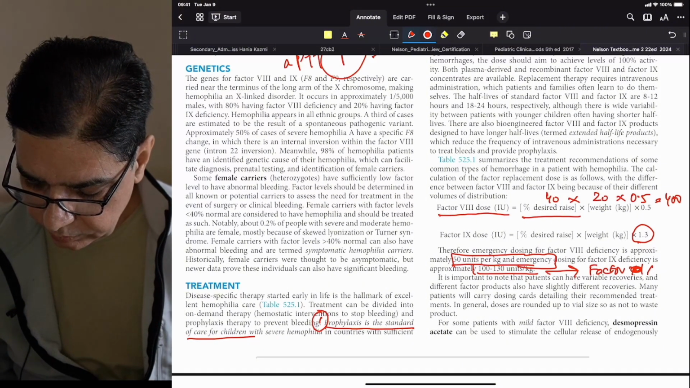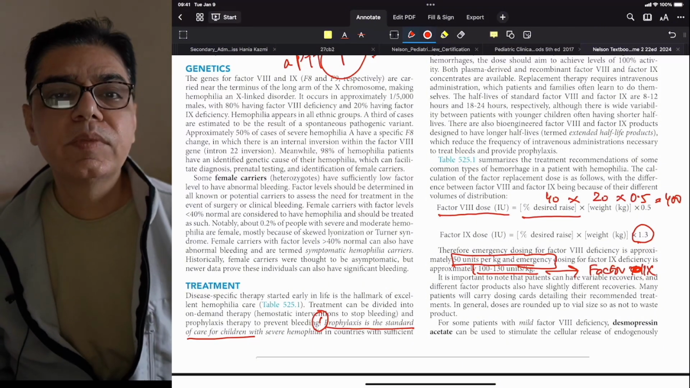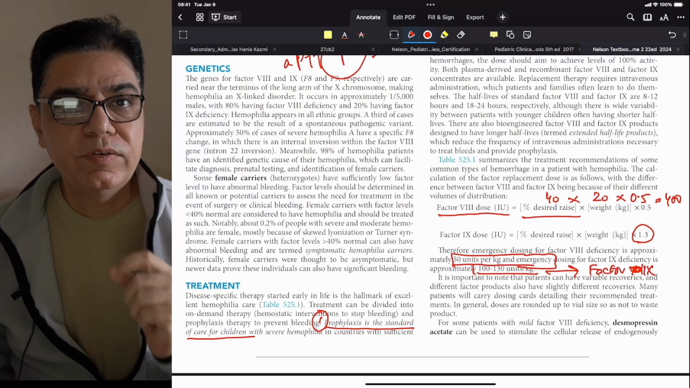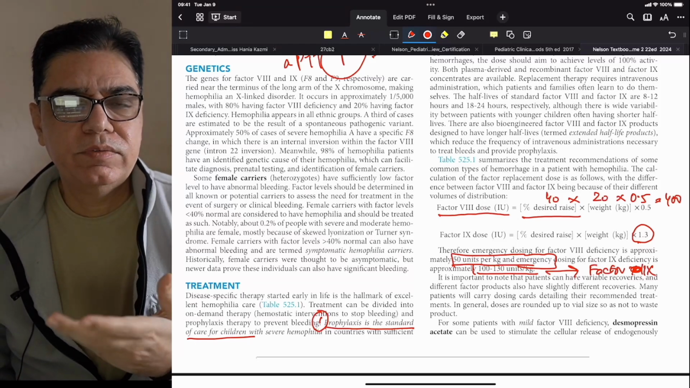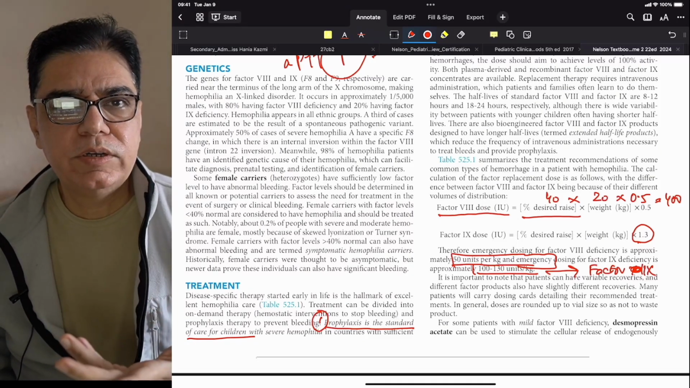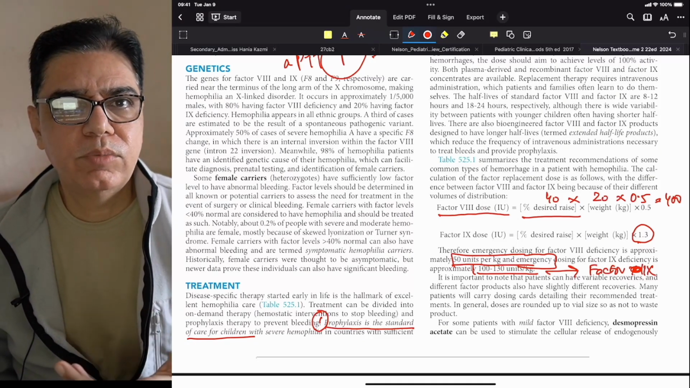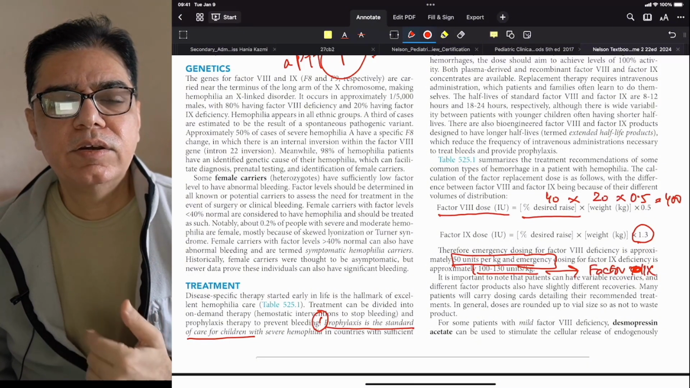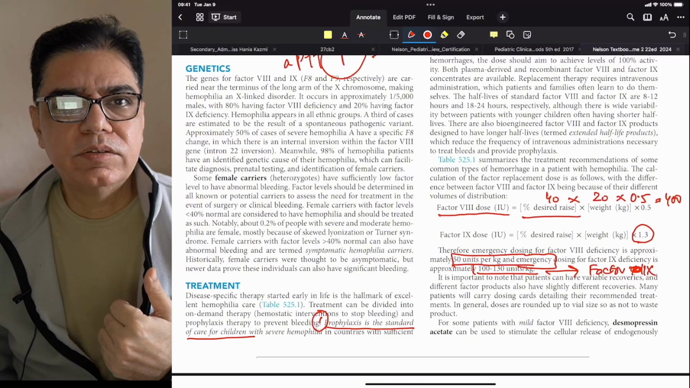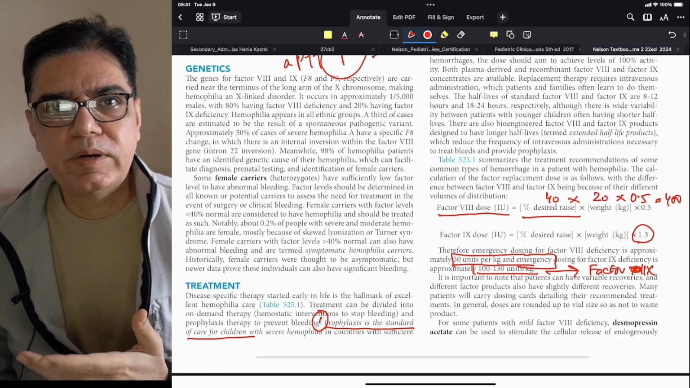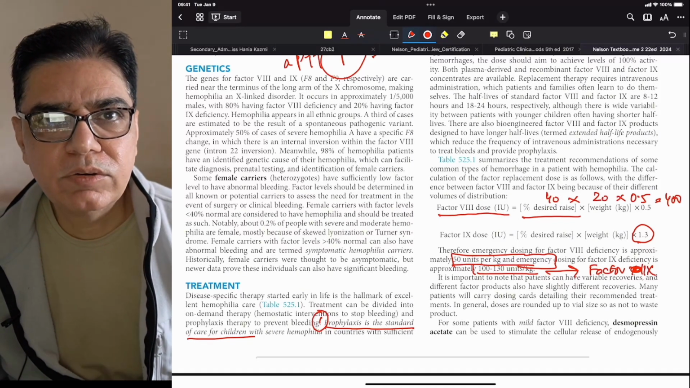So factor 1 is 1, yeah. For factor 8 it's 50, whatever is the body weight, let's say 50 into 20, 1000. And if it is factor 9, just multiply 100 by, let's say, 20, that will be 2000.